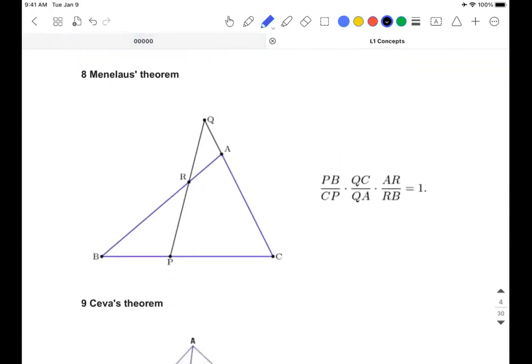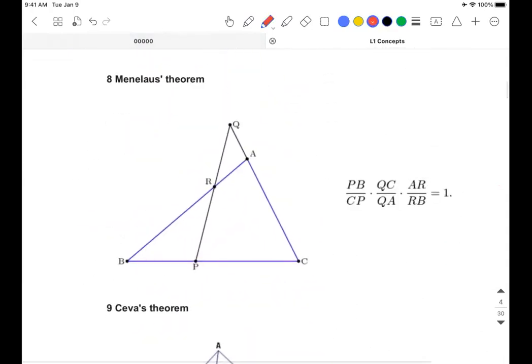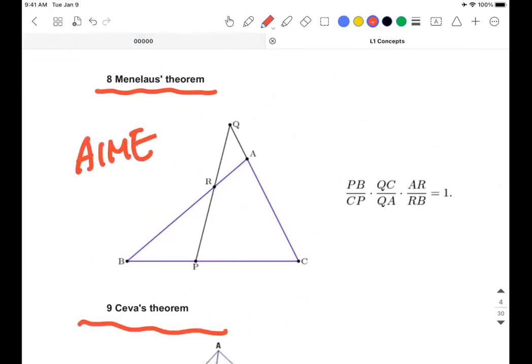Number 8, Menelaus. I've got to say number 8 and number 9, these two theorems, are more for AIME. You barely see them much in the AMC12 exam, but they're more of a favorite for AIME. AIME really likes to use these two theorems. That's going to help you solve a lot of relatively complicated geometry-related problems. So what is Menelaus?